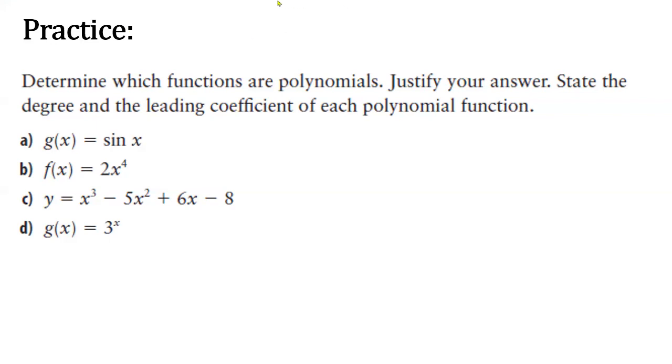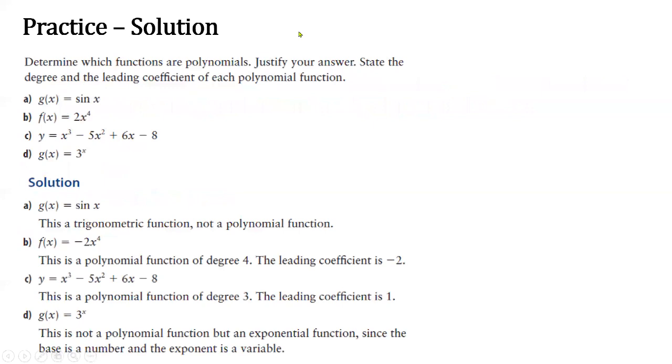All right, let's have a look at the solutions together. So first function. This is a trigonometric function, not a polynomial function, because it does not comply with the definition of the polynomial function, right? We'll learn trigonometric function in the following unit. Second, this is a polynomial function of degree 4. The leading coefficient, sorry, I missed a minus sign here. The leading coefficient is -2. Next, this is also a polynomial function with degree 3. The leading coefficient is 1.